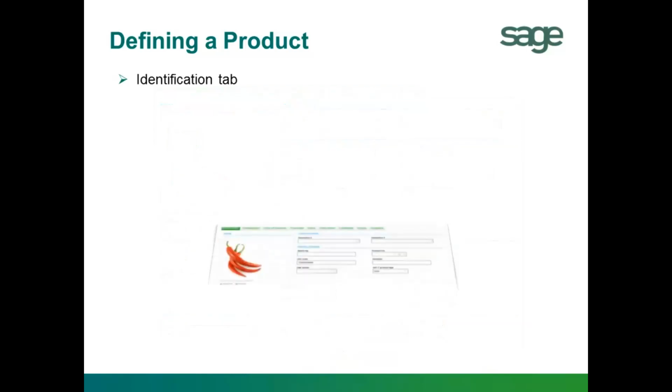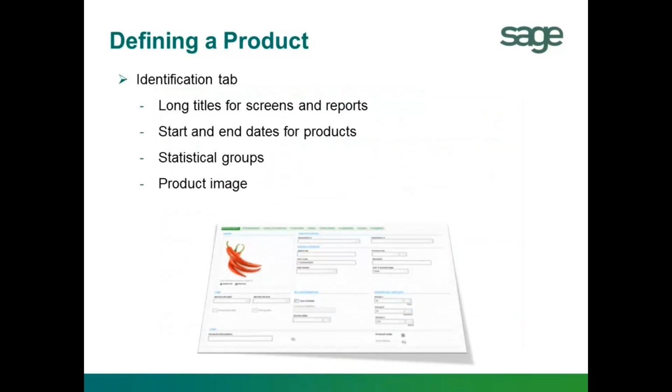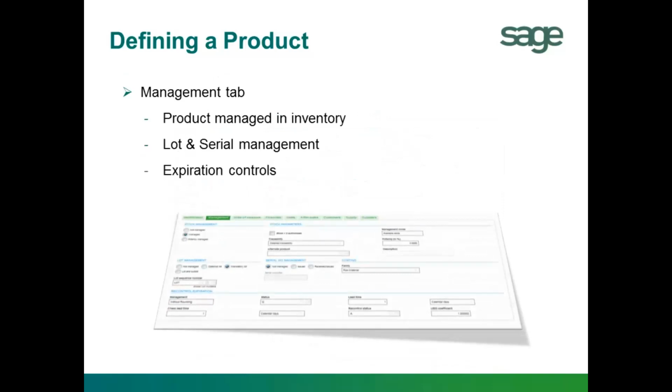Next, there's the Identification tab. This is where you enter descriptions for long titles that are used in screens and reports. You define the start and end dates for the product. You enter statistical groups as well as entering an image for the product or link to a product information. The settings on the Management tab are used to enter details of products managed in inventory. This is where you determine lot and serial management and expiration controls.